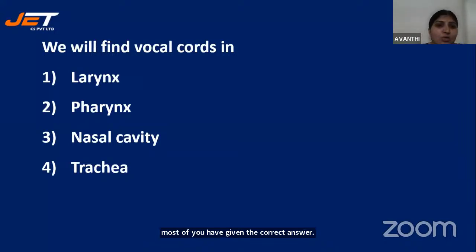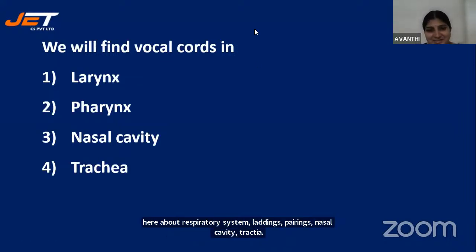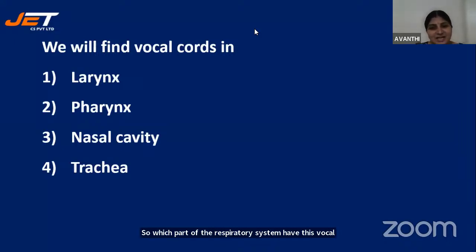The next question. We will find vocal cords. What is the importance of vocal cords? You know where they are present actually. So you have to learn here about the respiratory system: larynx, pharynx, nasal cavity, trachea. Which part of the respiratory system has these vocal cords? Yes, you are coming with the correct answer, children.